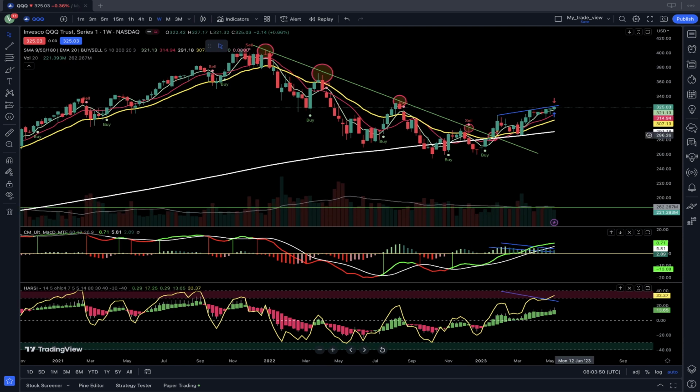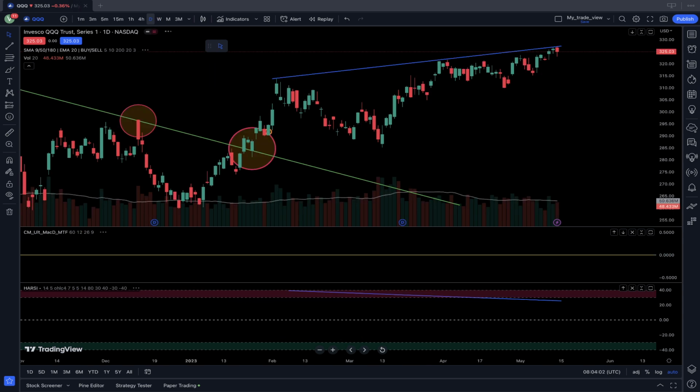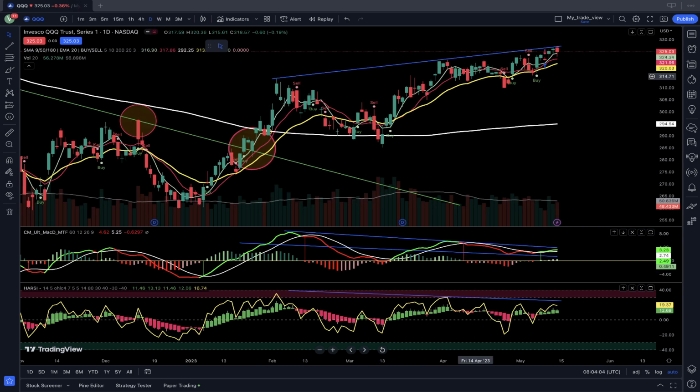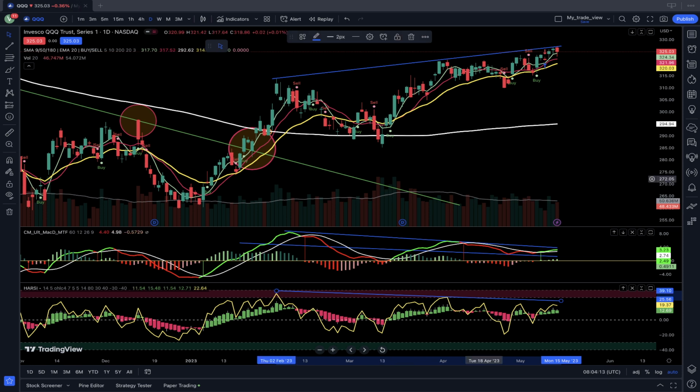So far it's still bullish on the weekly time frame. No changes, no bearish reversal signals. The weekly time frame is still bullish. Let's check the daily to see what's going on with QQQ. QQQ daily is also bullish. It has bearish divergences, but it's still bullish, no changes. That's what we observe.